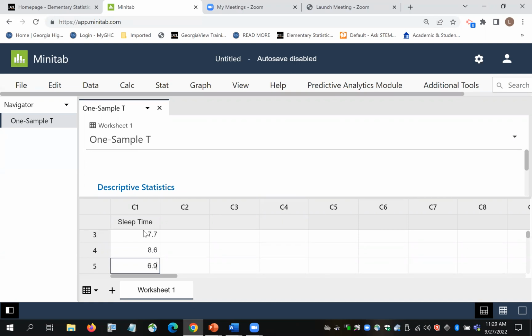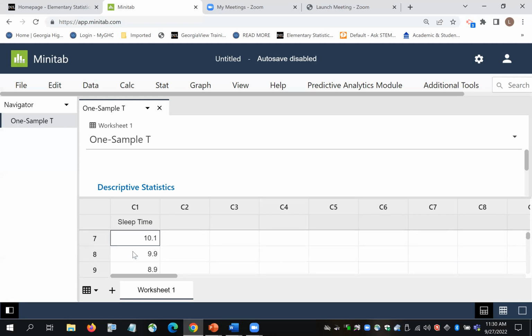8.6, 6.9, 11.2, 10.1, 9.9, 8.9, 9.2, 7.5, and 10.5. Okay, I noticed that my last number I did put in was on the 12th row, so I know I've entered 12 values.